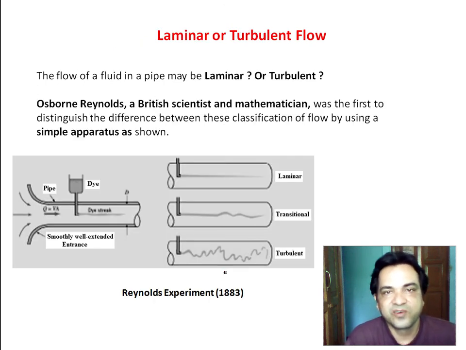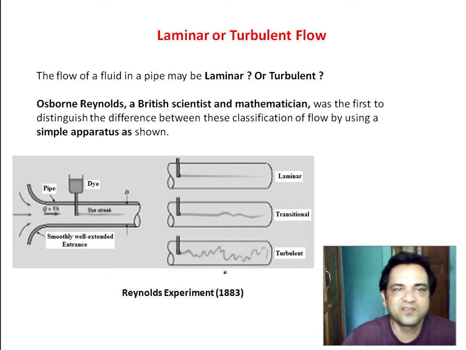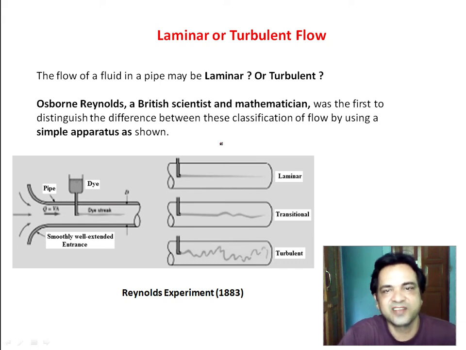A very important topic in pipe flow is whether the flow is laminar or turbulent. First we have to know whether the flow is laminar or turbulent, and only then can we proceed with further analysis of the pipe flow. Osborne Reynolds, a British scientist and mathematician, was the first person to distinguish between these classifications, whether the flow is laminar or turbulent, by his classic experiment on fluid mechanics.